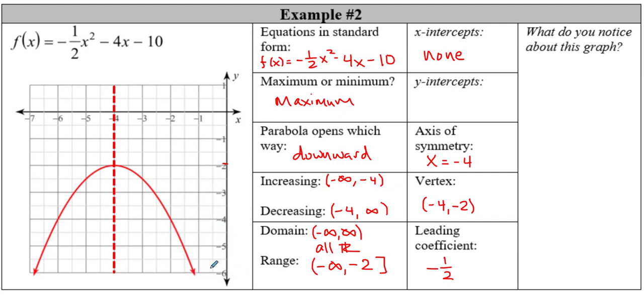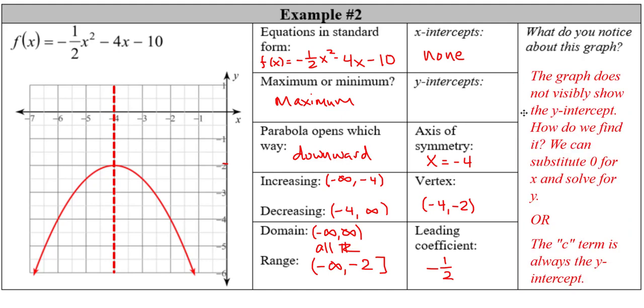Well, we kind of ran out of graph here, so that's going to bring me to this piece right here. What do you notice about this graph? Well, we notice that we're looking for the y-intercept, but it's not showing us enough of the graph to tell us what that y-intercept is. So I have this little piece of information here that says the graph does not visibly show it. How can we find it?